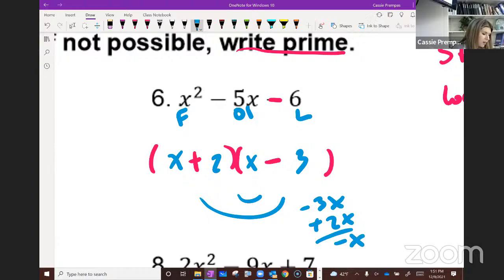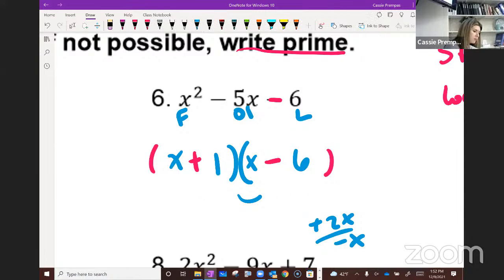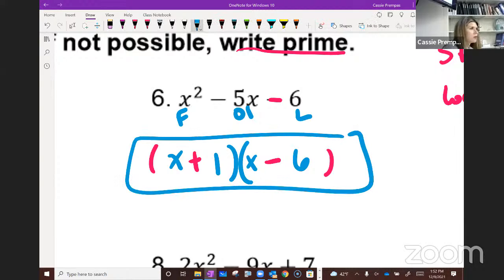No, I would get negative x. If I switch them, that would just give me a positive x. So what do I need to do? Yeah, get rid of them and choose 6 and 1. And if I make the 6 negative and the 1 positive, does that add up to negative 5x? Yep, and so I box it.